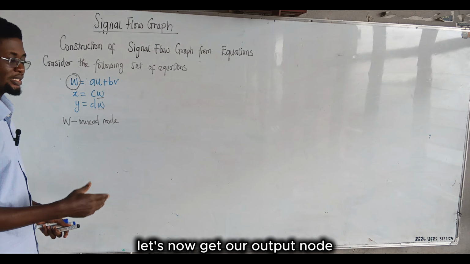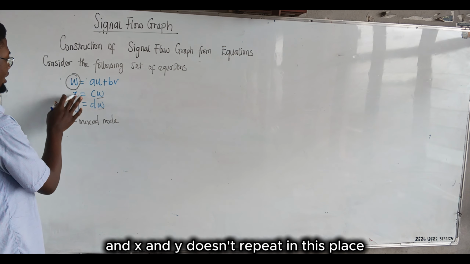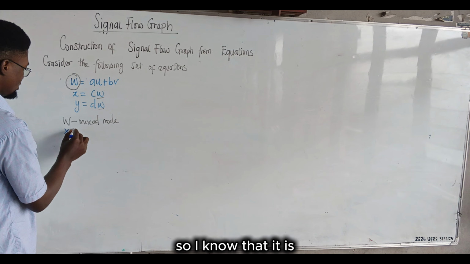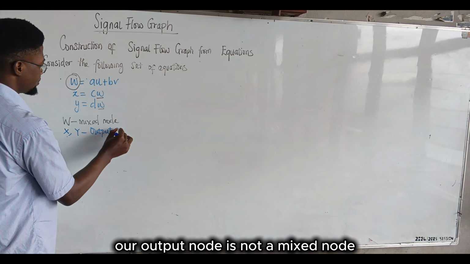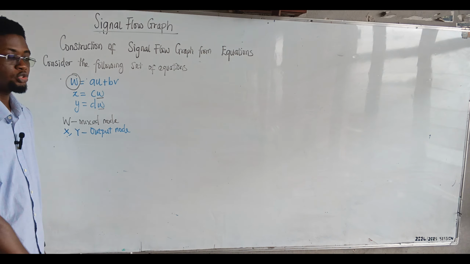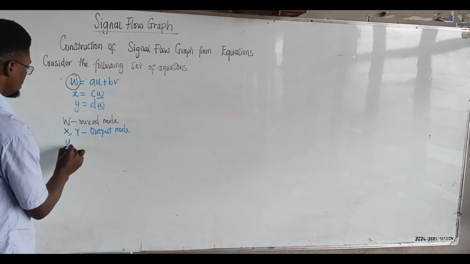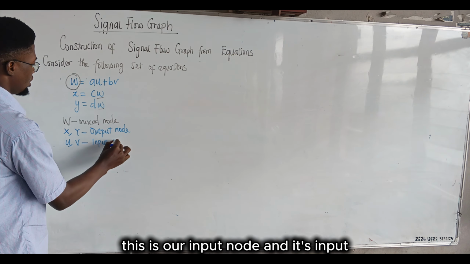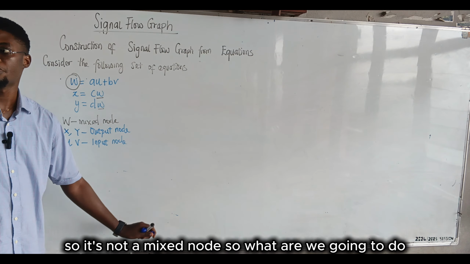Let's now get our output nodes. So our output nodes are just X and Y, and X and Y don't repeat in this space. So I know that they are our output nodes. They are not mixed nodes. Now, what are our input nodes? Our input nodes are U and V. These are our input nodes, and they are inputs because they don't appear in our output. So they are not mixed nodes.